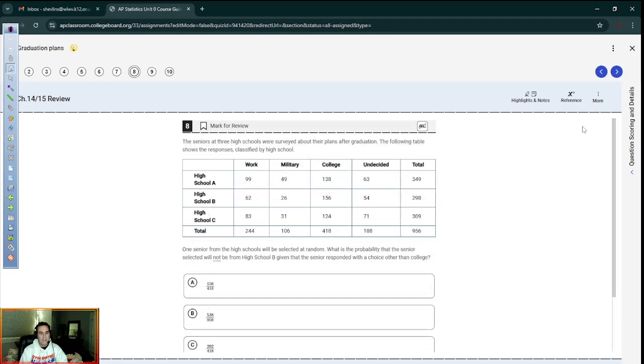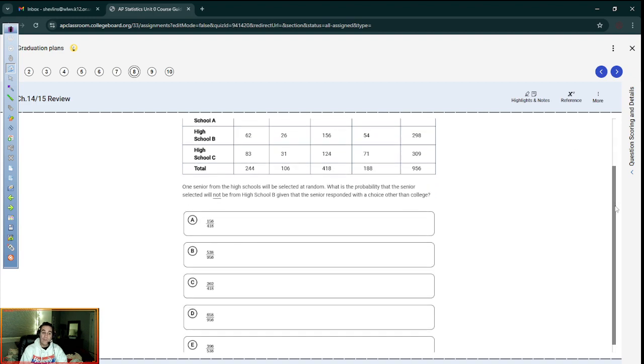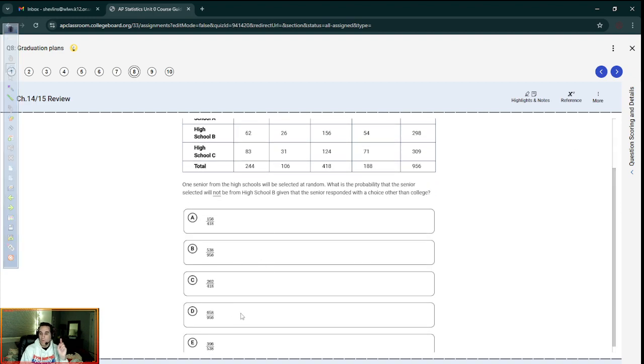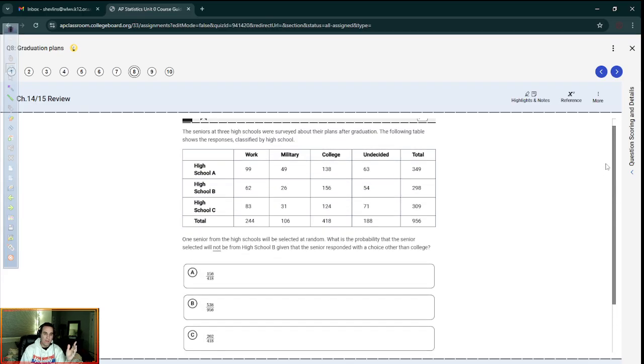Okay, next one, number 8, is another one with a table. Table ones I like, but the table ones are easy to pick wrong answers because they will put the common wrong answers on the table. So just be prepared. They will be there. The ones that you're like, oh, I'm going to pick that one. Yeah, it will be there.